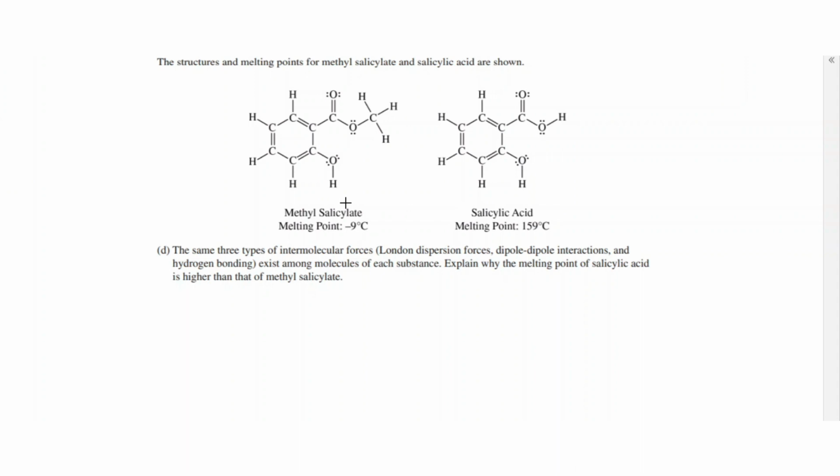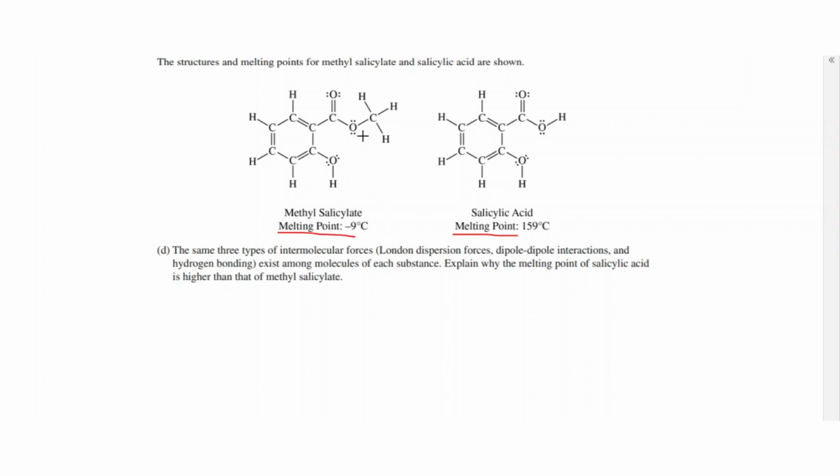Now, looking at this question, we have our methyl salicylate and salicylic acid shown below. We have their molecular structures, and this is a very common type of question where it will give you melting point or something of that sort, and you have to explain why one of them has a higher melting point than another. So let's look at possible reasons why. So the melting points are caused by intermolecular forces. The reason why they're different is because their intermolecular forces are different.